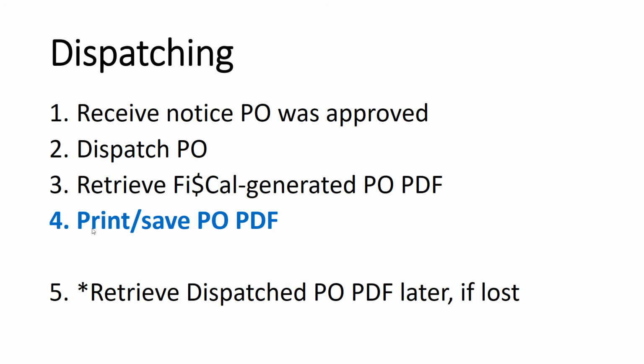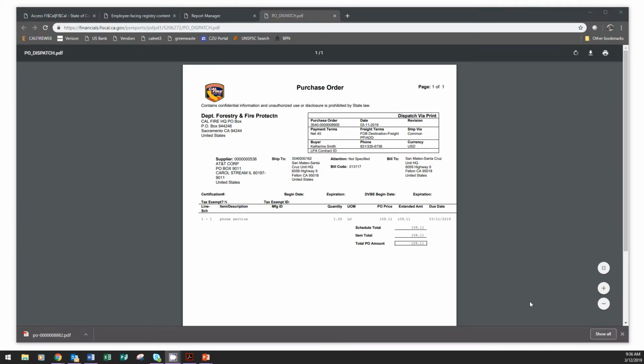So, step 4 is to print and or save this purchase order PDF digitally to your computer so you can have it for later. I happen to be using Chrome as my browser, and I have the options here in the top right to download or print this PDF. You can print it or save it the same way you would save a receipt that you got from Amazon or any other online document that you want to save.